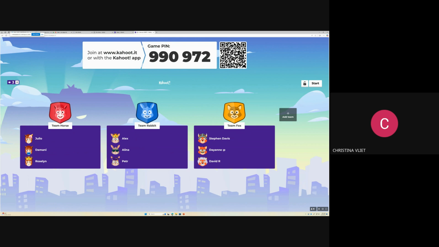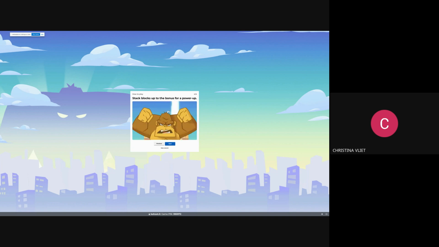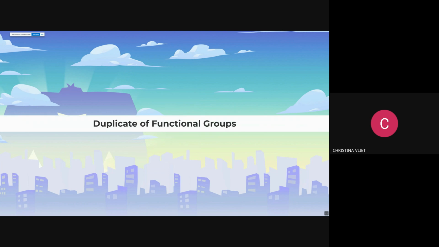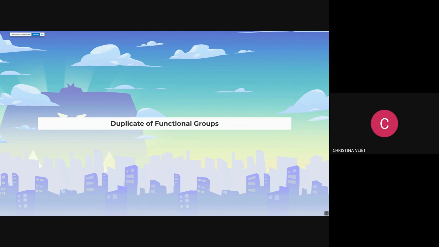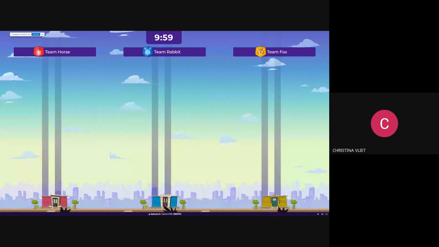Yep. All right, so let's check it out. Let's see what it does. Get ready to work with your team to build the tallest tower. You want to see the tutorial? Yes. How to play. So I guess you answer questions correctly, get building blocks, drop blocks to build as many floors as you can, stack blocks up to the bonus for a power up. All right. Let's see. All right, I'm gonna get off the mic.